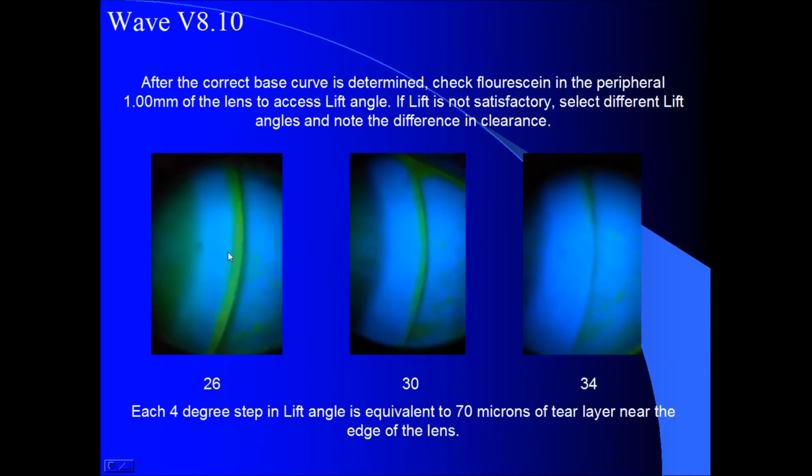Now this is with fluorescein in the eye, and you can see this is the angle 26, 30, and 34. The higher the angle is, the closer the lens aligns out here in the periphery of the fit. And we observe that and select the one that we feel is the best fit for what we want to see clinically. I kind of like this middle design here. I think this is a little too tight and this is a little excessively loose. But there is about a 70 micron difference in the lift at the edge of the lens for each 4-degree step. So you can get an idea there in terms of tear layer what these angles correspond to in terms of microns.